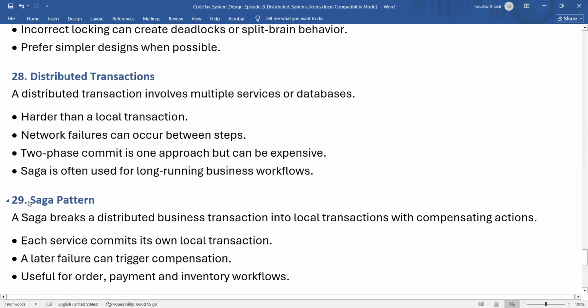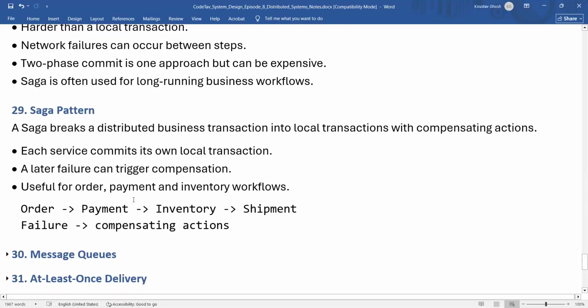After that, saga pattern. So one common solution is the saga pattern. Instead of one huge distributed transaction, we divide the workflow into smaller local transactions. For example, order to payment, payment to inventory, inventory to shipment. So each service performs its own local transaction.